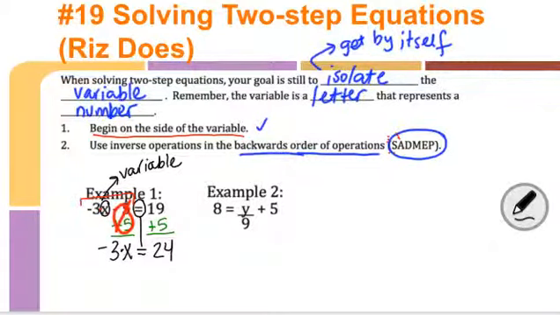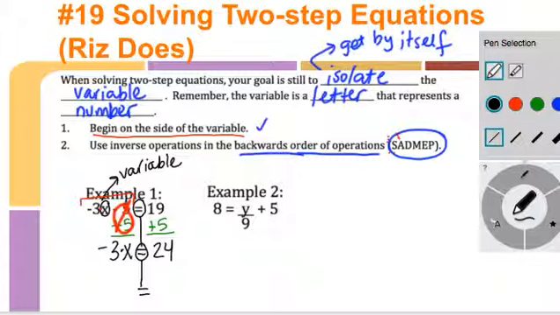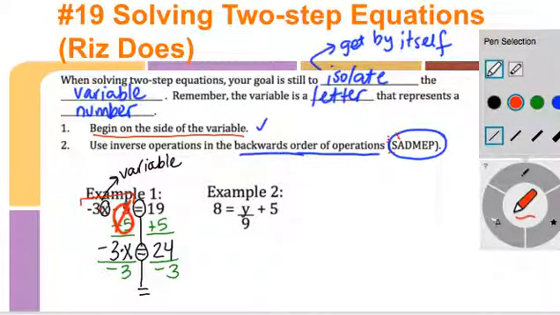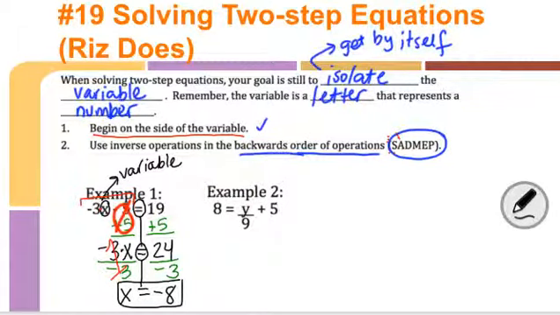Now I want to use inverse operations again because I still don't have the variable isolated. So I see negative 3 multiplied by x. So instead of multiplication, I'm going to use division. I'm going to divide negative 3, divide negative 3. So what I've just done is create a 1 pair. Now I'm left with x is equal to negative 8. Alright?